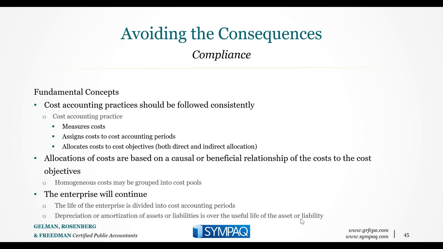You can either avoid CAS covered contracts, or you can be compliant. And the fundamental concept that the standards are based upon is the concept of consistency. So cost accounting practices should be followed consistently. What's a cost accounting practice? A cost accounting practice measures costs, or assigns costs to cost accounting periods, or allocates costs to cost objectives, and think of both direct and indirect cost allocations. Okay? Is it the way your organization chart looks?